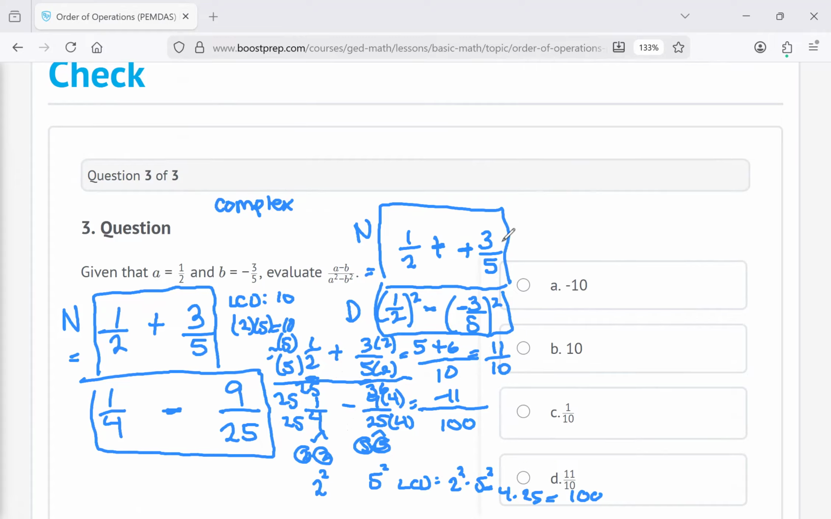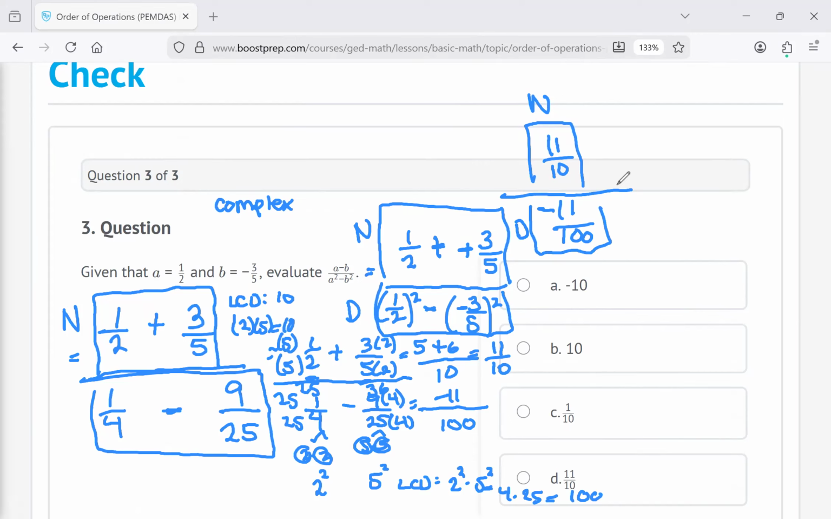Okay, so this is what we got. On the top, it's simplified as 11 tenths, all over negative 11 over 100. Do you see the negative sign? So we definitely have a complex fraction. If this is your numerator, this is my denominator. So the numerator is 11 tenths divided by your denominator, which is negative 11 over 100. You can rewrite this complex fraction like this.